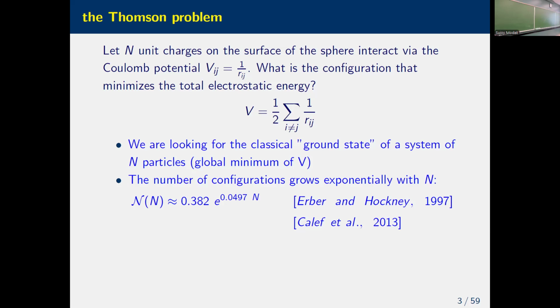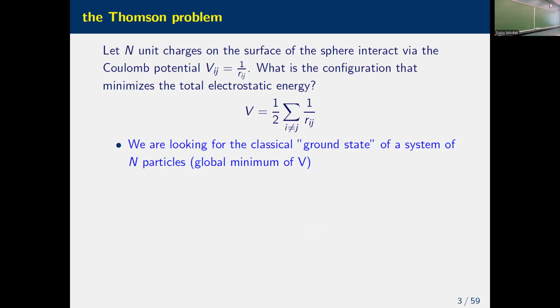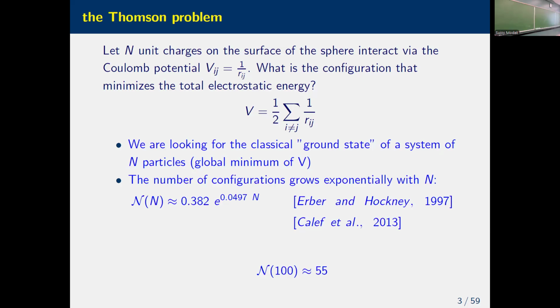It just gives you an idea of how fast it is growing. Later on, in 2013, Calef and collaborators made a deeper study of this and other potentials, and they also confirmed exponential growth. But the point is that if you consider just 100 points on the sphere, you have of the order of 50 local minima. But if you go to 1000, you have an estimated 10 to the 21 local minima. So it's a huge number, which tells you that even computationally, it's very difficult to find the global minimum of this system for a large number of particles. It is really a challenging problem.